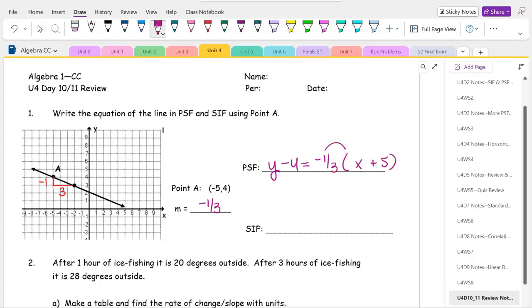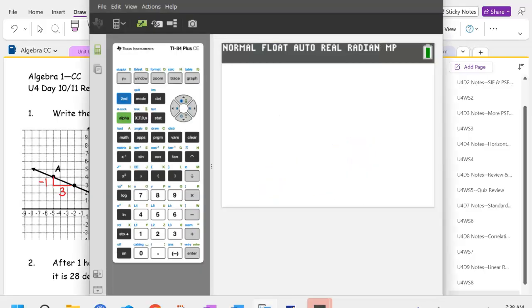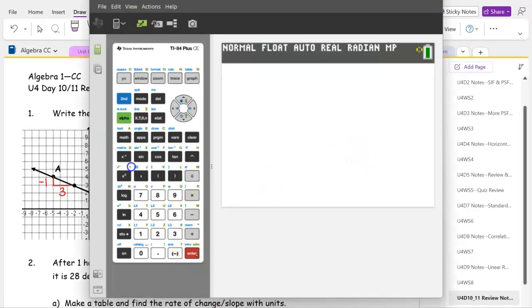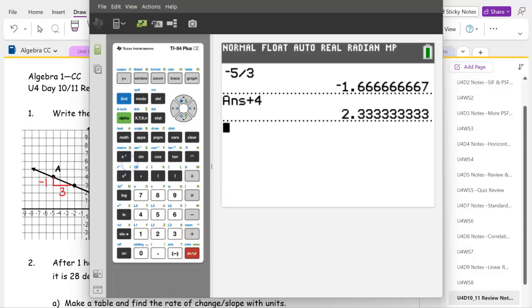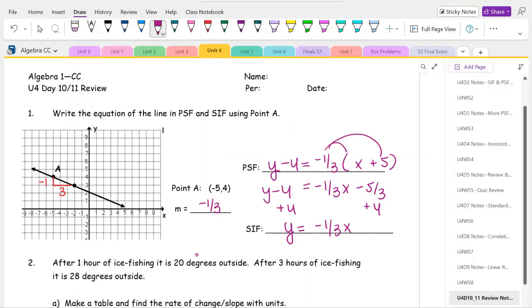To move to slope-intercept form, we'll go ahead and distribute. That's going to give us -1/3 x minus 5/3. And then finally, we'll add our 4 over. And remember, you can just use your calculator to do this. No need to find a common denominator. We have -5/3 plus 4, and then just remember to math frac your answer. So this will be +7/3.